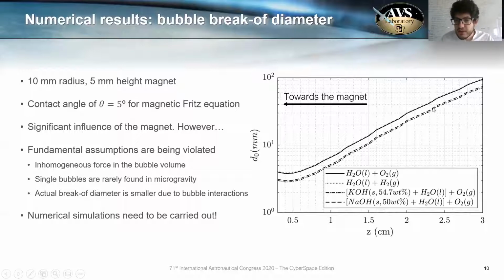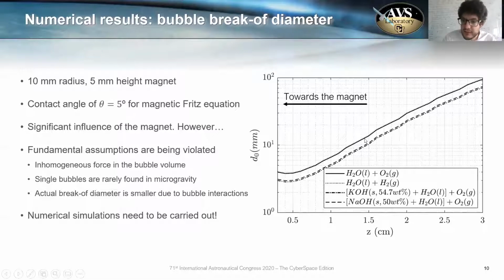However, these curves have to be read with care, because we are actually violating the assumptions of the system. First of all, the force is not uniform, as the Fritz equation assumes. And when pool boiling or pool electrolysis is performed on the surface of the electrodes, we have several bubbles colliding together, so we cannot study this problem as if it were only a single bubble. In other words, we need more complex numerical simulations to understand the specific effect of the magnetic field in the system, or experiments in microgravity.